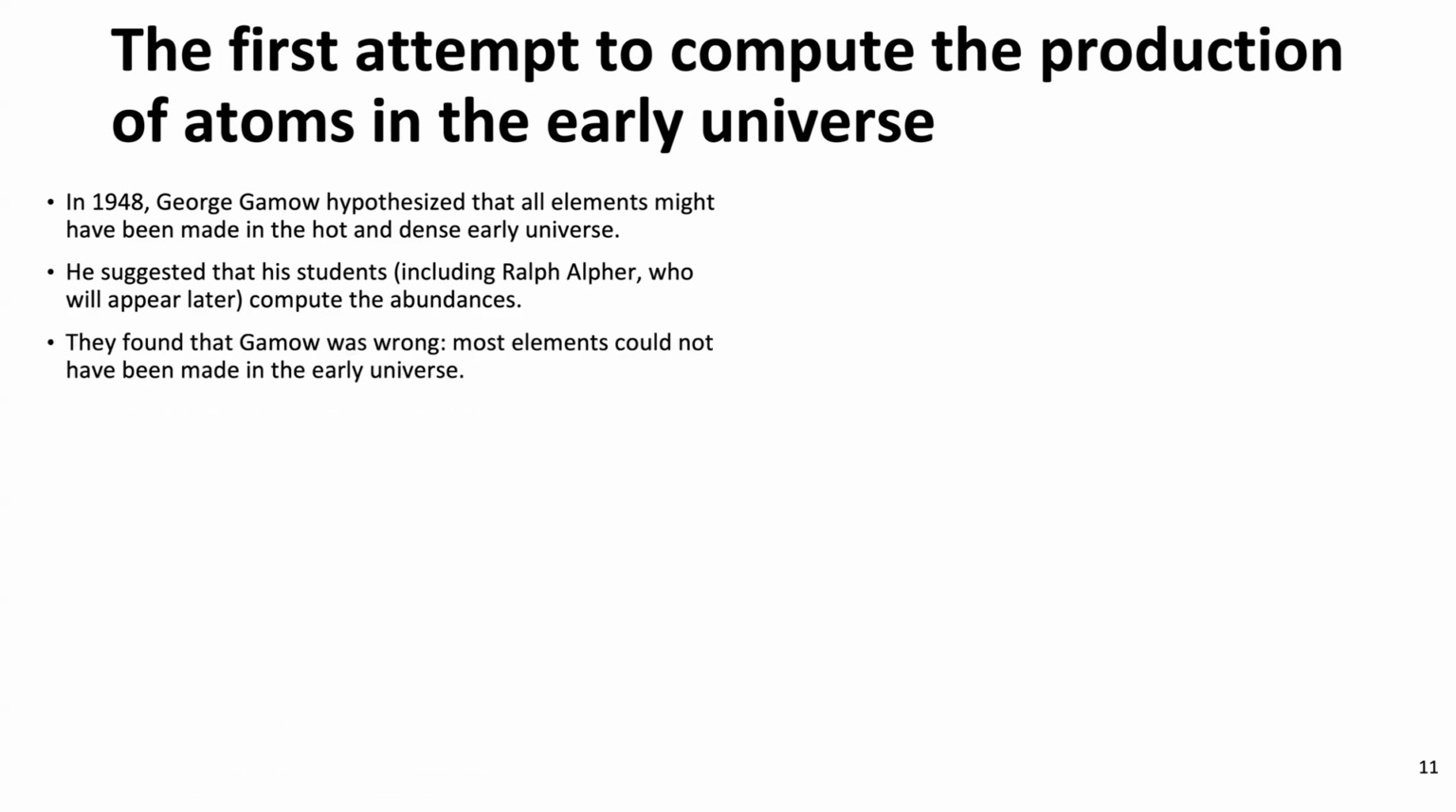And Alpher and his colleague Robert Herman got busy and they did the calculations essentially by hand. Remember, no computers at that time, and the calculations are very complex. So Alpher and Herman did calculations, and they found that Gamow was wrong. Gamow had assumed that all the elements were made in the early universe. And the key to the discovery made by Alpher and Herman was that there's not enough neutrons around to create all the elements, meaning the light elements like hydrogen and helium, heavier elements like the metals and so forth.